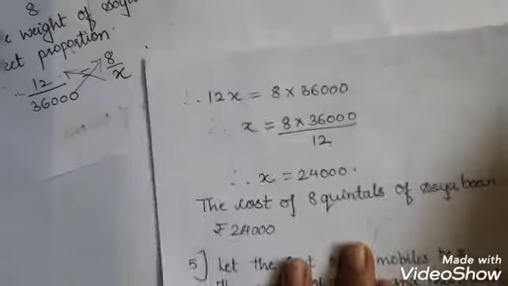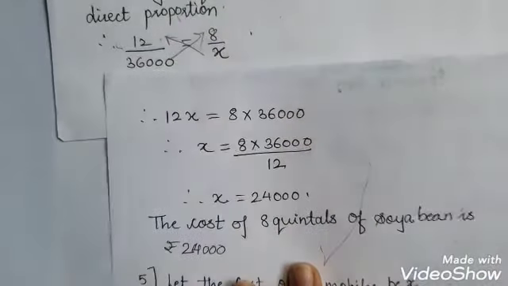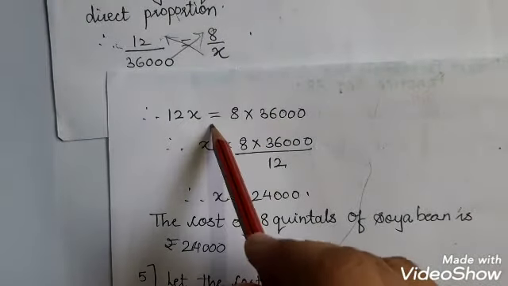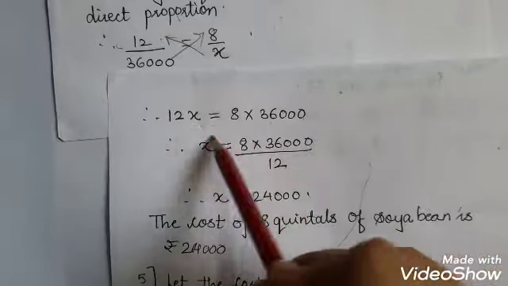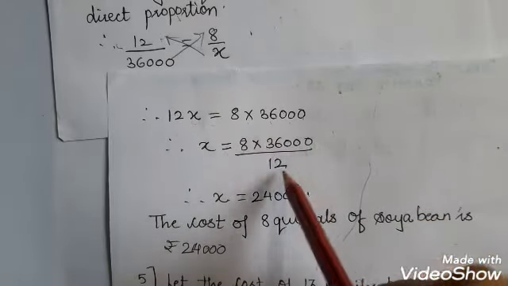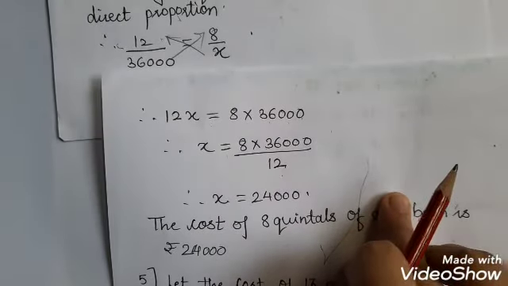Okay, you can see over here. So 12 into X is equal to 8 into 36,000. So therefore X is equal to 8 into 36,000. This 12 I shift to the other side, it becomes upon 12. So now cancel. See what gets cancelled.